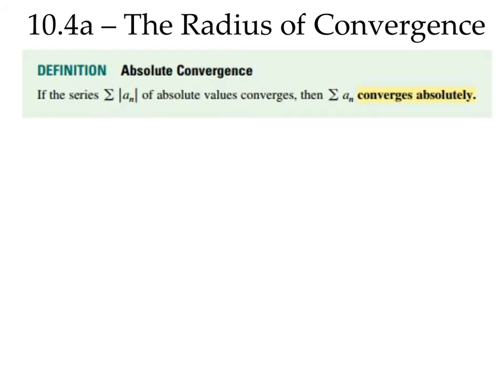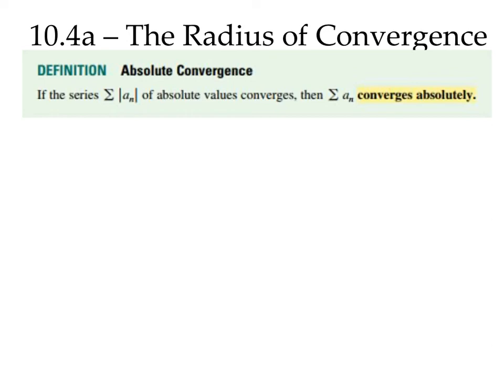Now we have a definition and a theorem. This is going to take a moment for you to wrap your brain around. If I have some series, sum of an, which is of course a1 plus a2 plus a3, if instead I look at the series absolute value of a1 plus absolute value of a2 plus absolute value of a3, if the second series converges, then I say that the first series converges absolutely. Now I know that's going to seem a little strange, so let's take a look at an example.